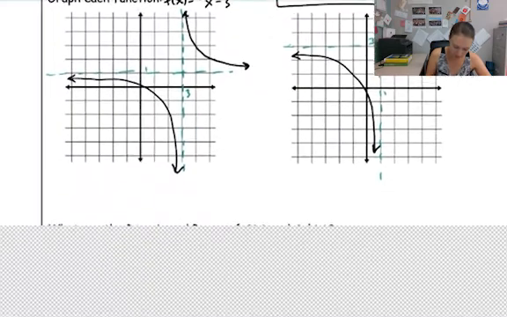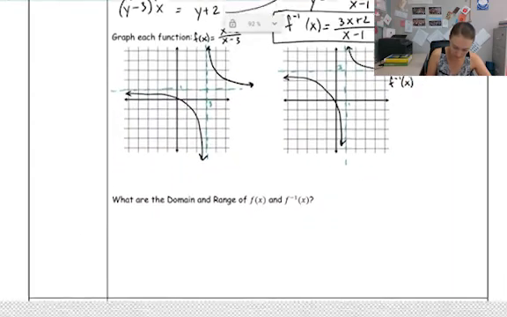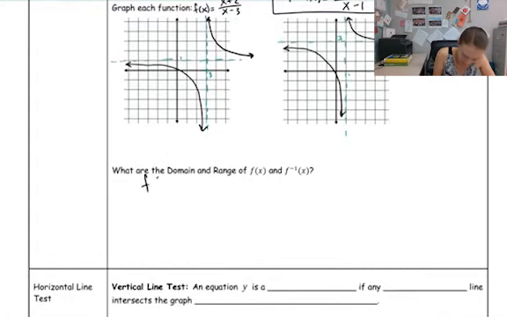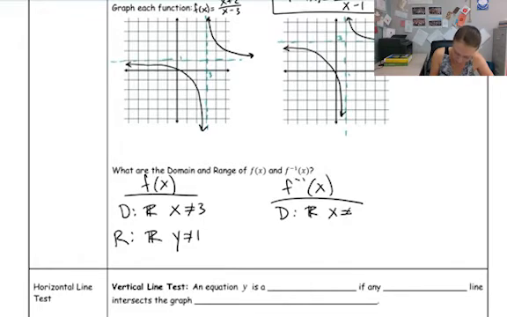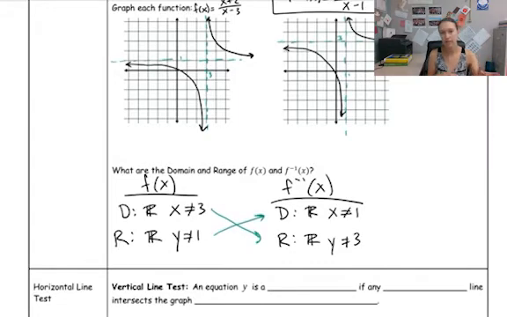So now if we look at the domain and range of these two functions, f of x versus f inverse of x, the domain of f of x was all real numbers except x couldn't equal 3. And the range was all real numbers except y couldn't equal 1. Now our inverse has a domain of all real numbers except x can't equal 1, and a range of all real numbers except y can't be 3. So we see that inverse relationship between our domain and range for our inverse functions.